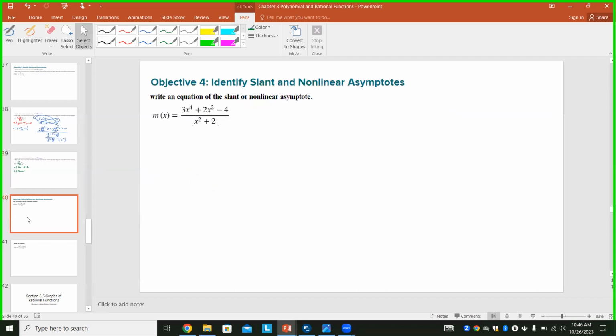Last objective in 3.5, which is identifying slant and nonlinear asymptotes. I'll give you an opportunity to do this one or write it down.